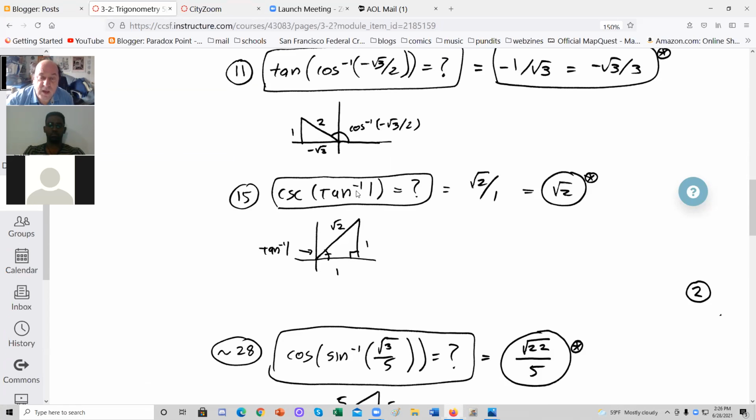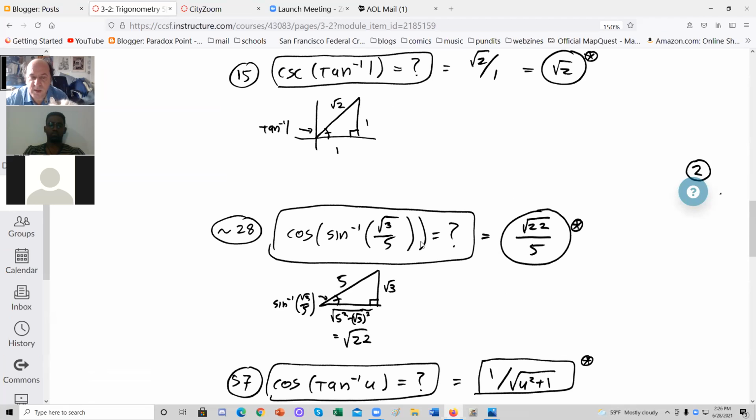Here, cosecant of arc tangent 1 is what? Okay, here's a triangle. This angle is arc tangent 1, so sides 1 and 1, third side root 2. Cosecant is hypotenuse over opposite. That's cosecant, hypotenuse over opposite. So root 2 over 1, therefore root 2.